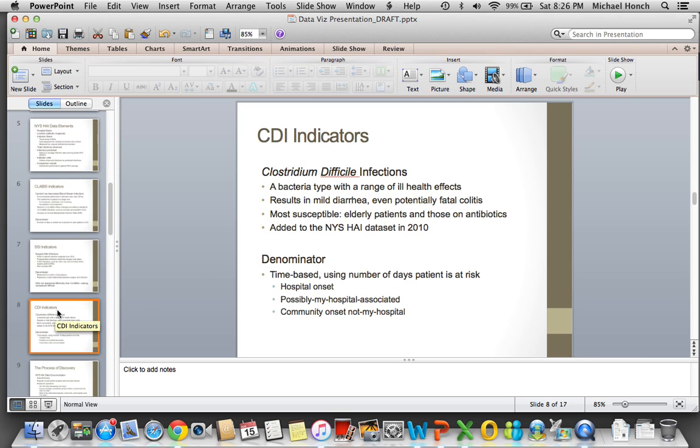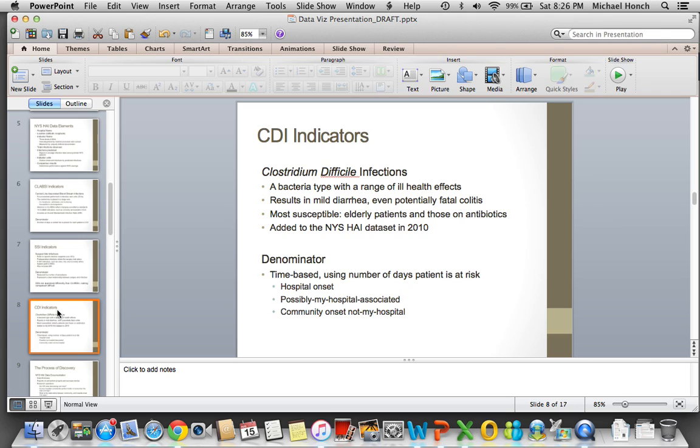The third HAI is CDI, which is Clostridium difficile, or C. diff for short. This is a bacteria which has some pretty nasty effects. It can result in diarrhea, even fatal colitis. The elderly and those on antibiotics are most susceptible to this particular kind of infection.